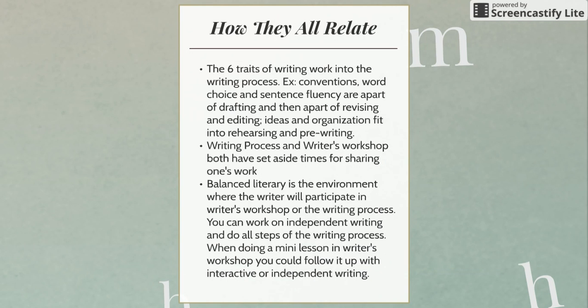So how do they all relate? The 6 traits of writing work into the writing process. For example, conventions, word choice, and sentence fluency can be a part of things like drafting and revising and editing. When you are revising and editing, you may check for word choice and sentence fluency. Ideas and organization fit into rehearsing and pre-writing. This is because when you are pre-writing, you want to make sure that your ideas are clear and the organization of your paper makes sense.